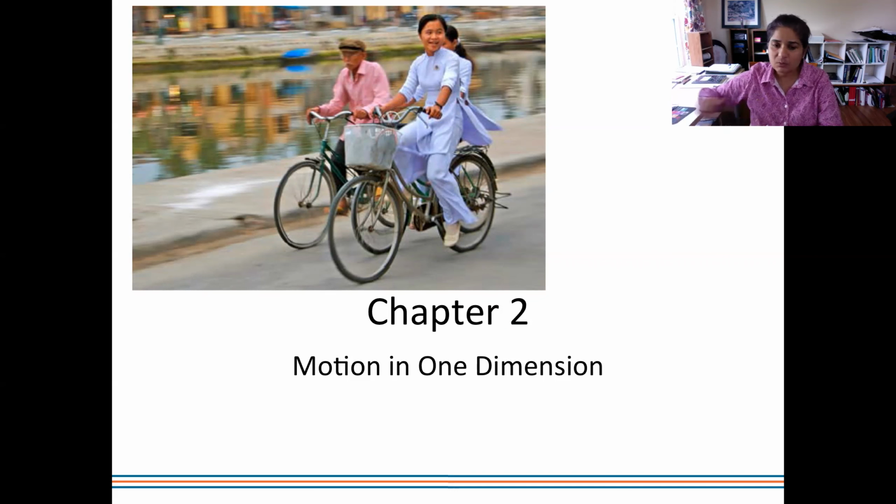We will just take any one direction, let's say east-west. We might call it the x-axis, okay, for convenience. But it could be in any direction, it just needs to be in one direction, back or forth.